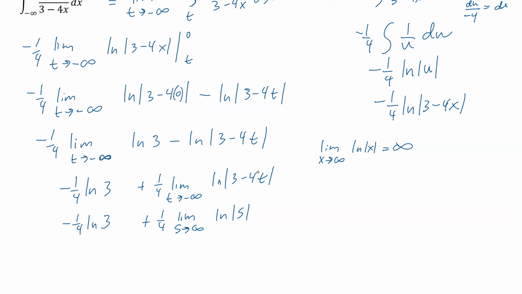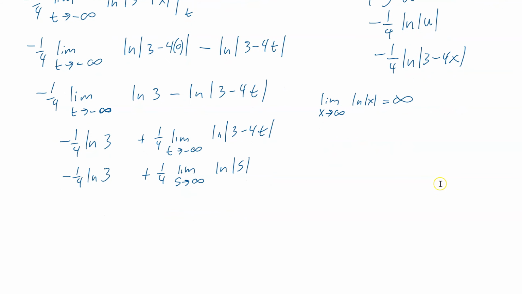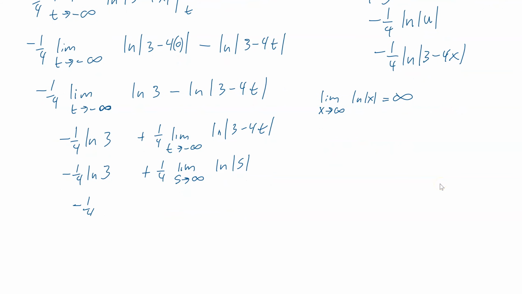Since we're approaching positive infinity, we could pretty much just throw away the absolute value, but we're going to leave it. And so now we know that that goes off to infinity. So we get negative 1/4 ln of 3 plus infinity. So this is just positive infinity, because that's not going to make a difference there, which means it diverges. The limit does not exist. Diverges.